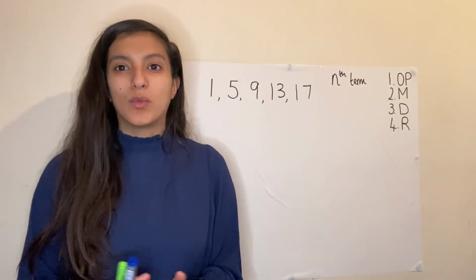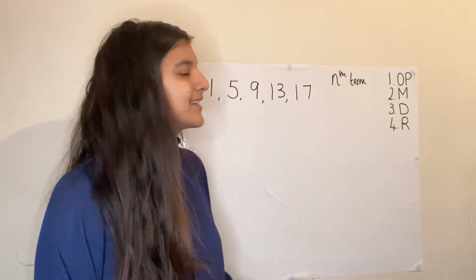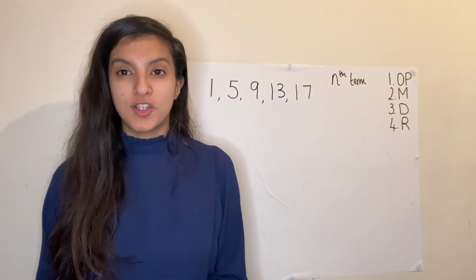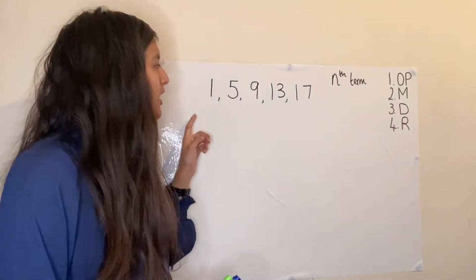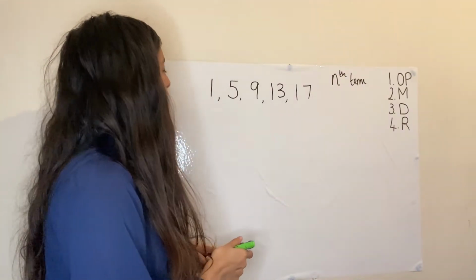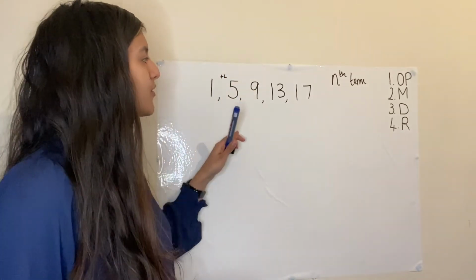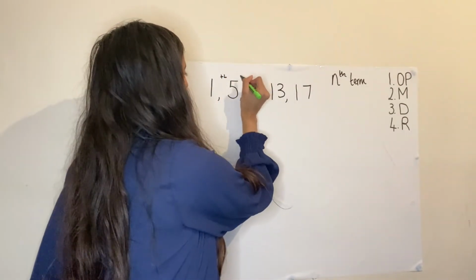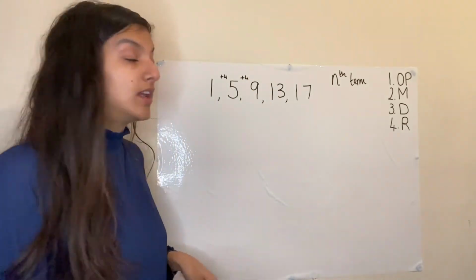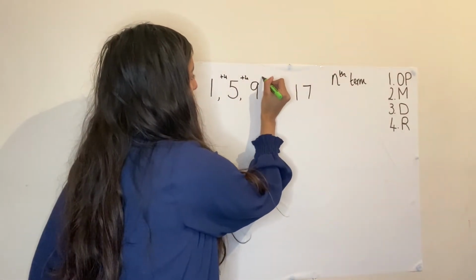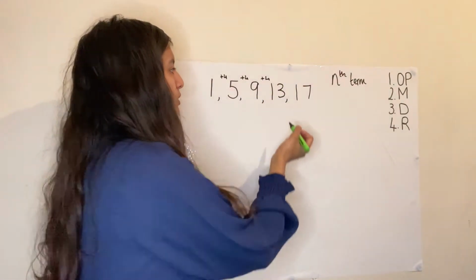Right, the next pattern we're going to look at is this pattern here, which is 1, 5, 9, 13, and 17. So I need to first look at my original pattern and work out how does my pattern change. Now to get from 1 to 5, I need to just plus 4. To get from 5 to 9, I need to plus 4. To get from 9 to 13, I need to plus 4. And to get from 13 to 17, I just need to plus 4.